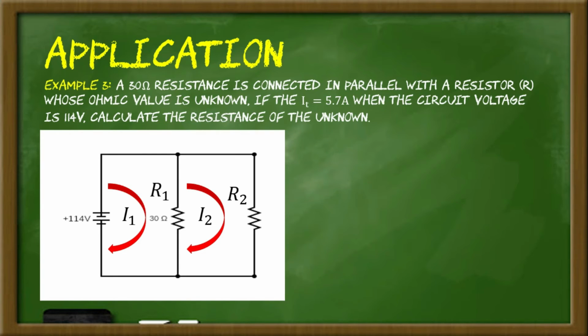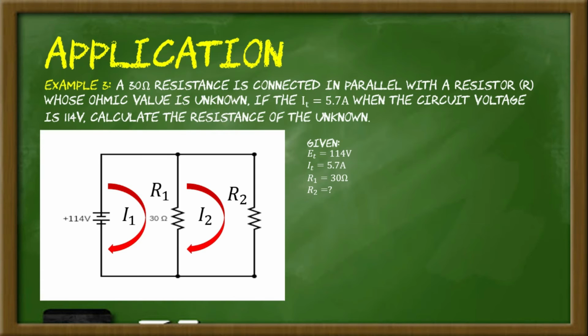Next, for example number 3, a 30 ohm resistance is connected in parallel with a resistor whose ohmic value is unknown. If the total current is 5.7 ampere when the circuit is 114 volts, calculate the unknown resistance of R2. The givens here are 114 volts, the 30 ohms for R1, and 5.7 ampere.